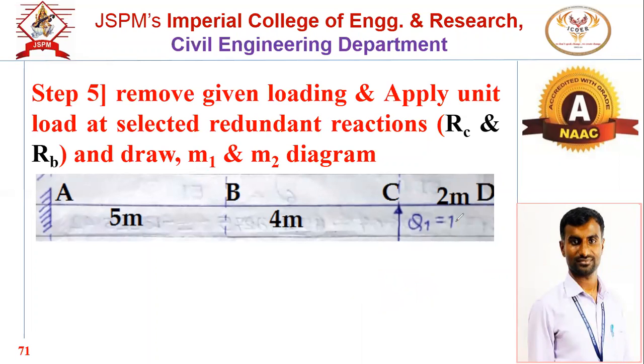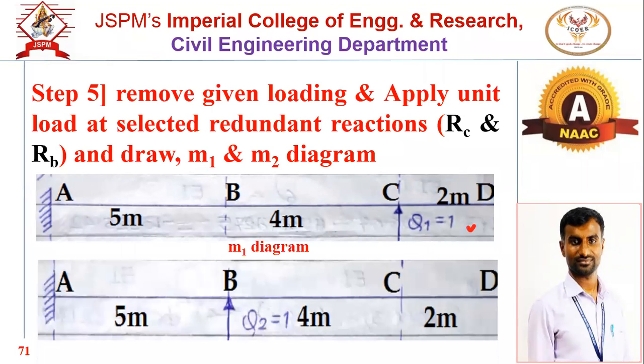Now apply Q1 is equal to 1, remove the load. This is M1 diagram. Clear? And next, apply Q2 is equal to 1 and remove the loading. That will be M2 diagram. So these are M1 and M2 diagrams, by removing the loading and applying unit load at the respective redundant reactions.